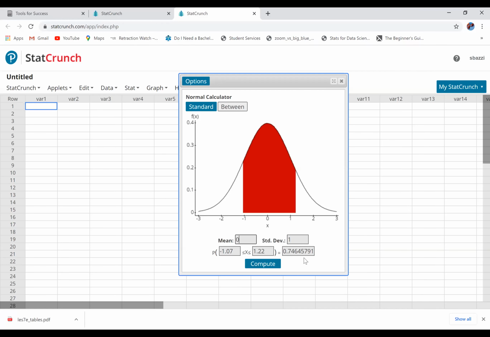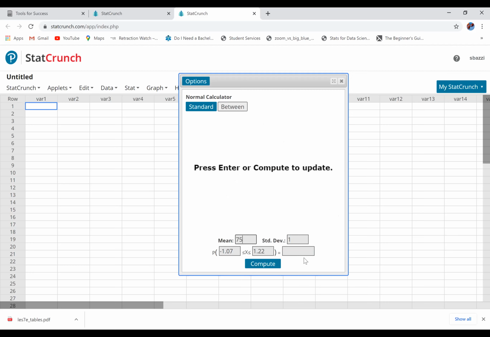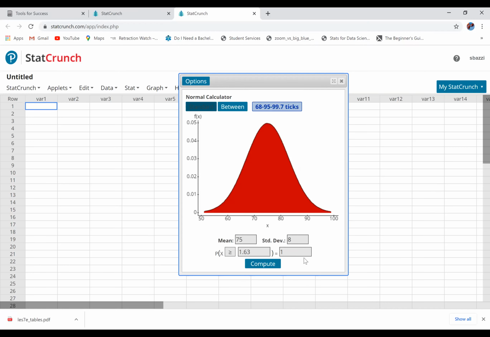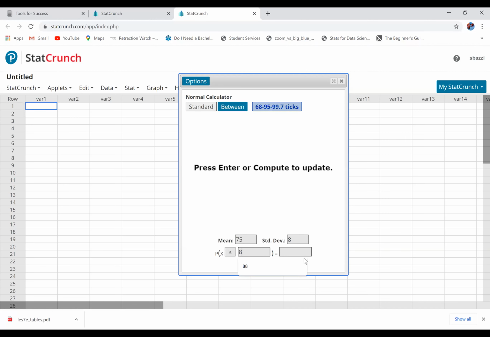Okay, see what you have to change. You have to put the actual mean and the actual standard deviation. The actual mean is 75 and the actual standard deviation is 8. And we want a score of greater than 80. And remember, the answer was 0.266. Let's see if we're going to get the same thing.